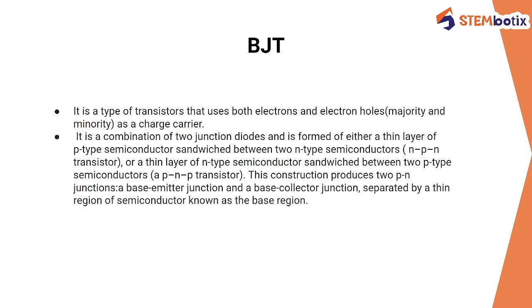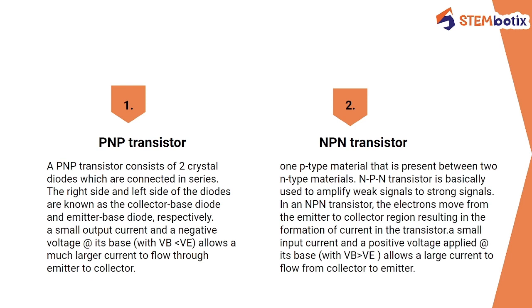So in BJTs, they use both electrons and electron holes as charge carriers. In this type of transistor there are two PN junctions, and in between these two junctions there is a region of semiconductor which is known as the base region. Now, these bipolar junction transistors are further classified into PNP transistors and NPN transistors.